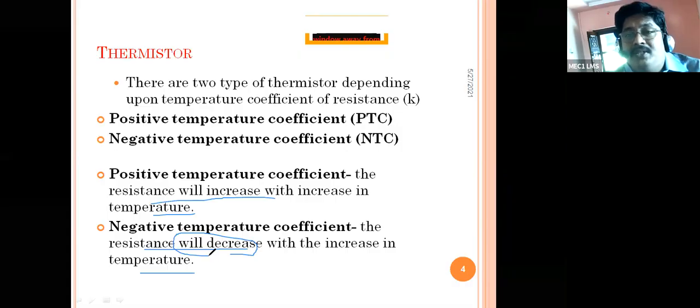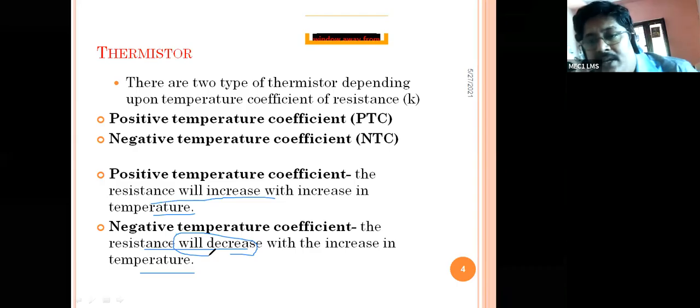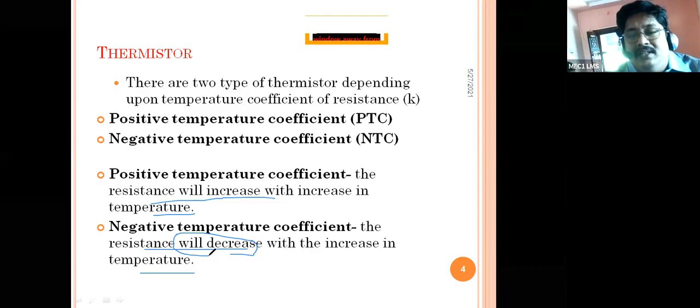But in the negative temperature coefficient, it is reverse. Here, if the resistance decreases, there will be an increase in the temperature. Increase in the temperature here means -5 degrees centigrade, -10, -15, -20, -30, -50, -100, up to -250 degrees centigrade. So once the negative temperature increases, there will be a decrease in the resistance, obviously. So now you got the correct one, right?